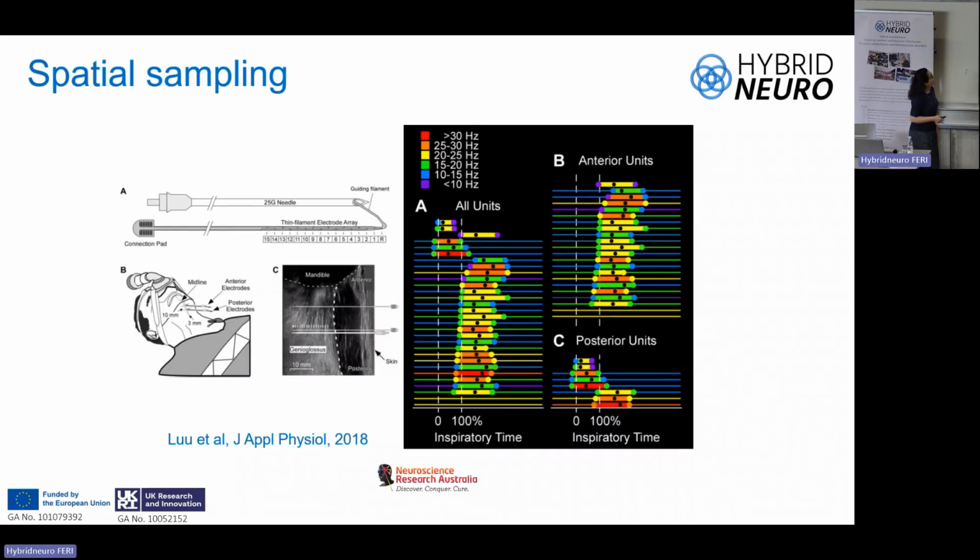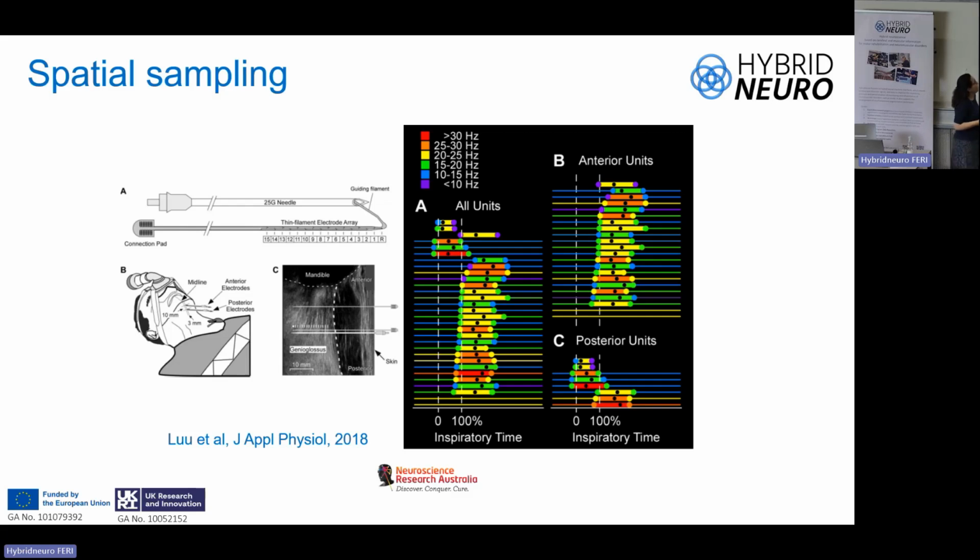So the first study that I want to show has been done at the Neuroscience Research Australia Institute, and is a similar protocol to the one I showed at the beginning. In this case, we recorded from the genioglossus muscle while people were lying down and breathing quietly. We inserted 2 electrodes, one in the anterior part of the muscle and one in the posterior part of the muscle. And these are the results that we have obtained.